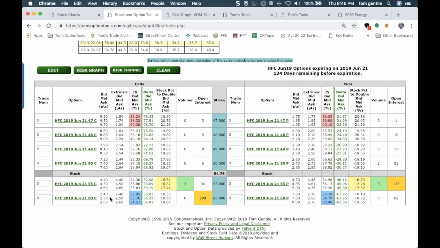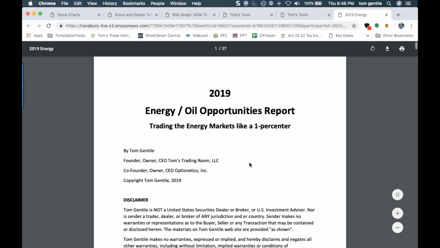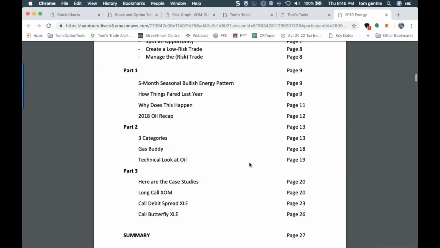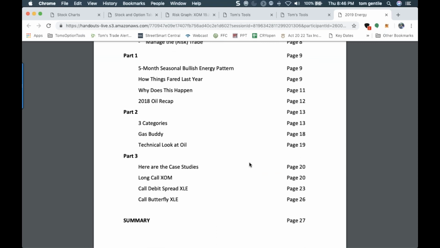Now, any of you that want to do some homework, look at that energy report, because guess what else I have in here? I have spreads. I actually even have butterflies in here too, if you want to really get technical. Those are all the way down.